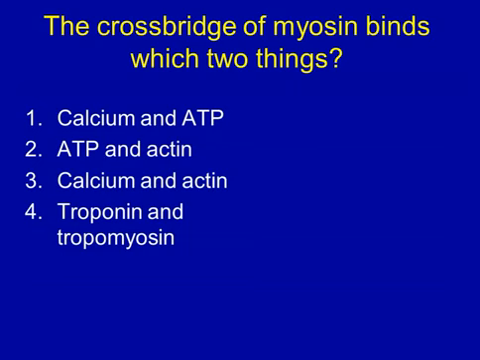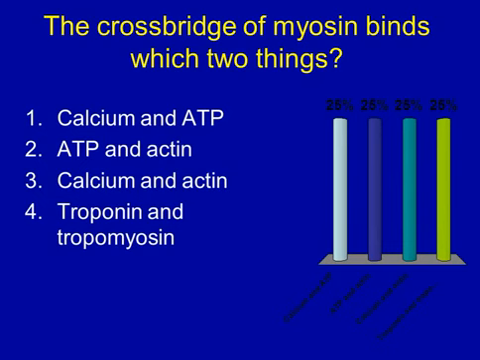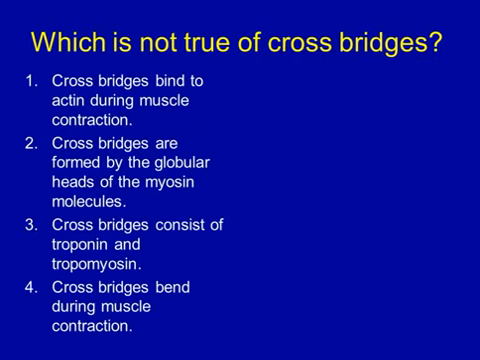Okay, so we just played this clip. And the question. I think we ended on this last time, but this is a refresher. The cross bridge of the myosin binds to what two things? It binds to ATP and actin. Right? Okay. How about this? Which is not true of a cross bridge?